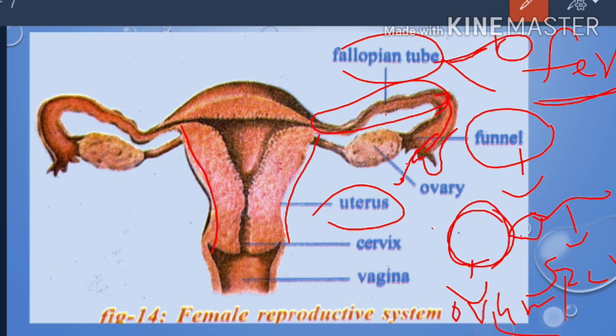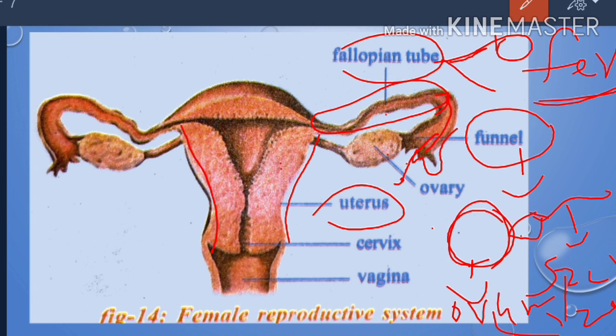After fertilization, the ovum is called a zygote. What is a zygote? The fertilized ovum is called a zygote. So fertilization takes place in which part? The fallopian tube. Many times this has been asked in your examinations.